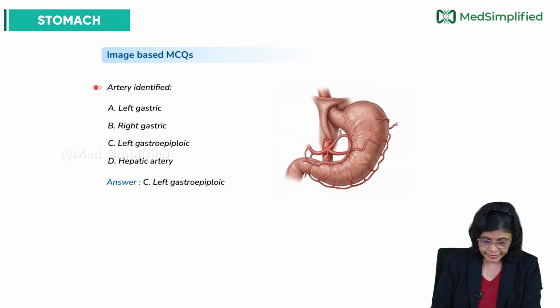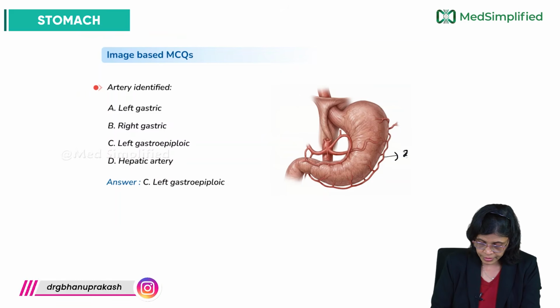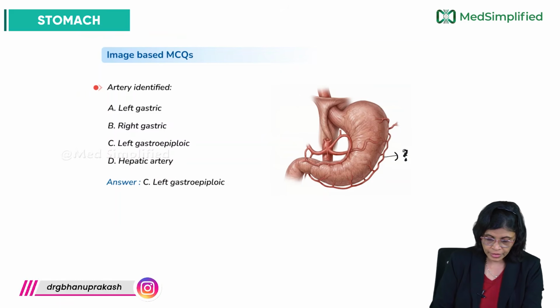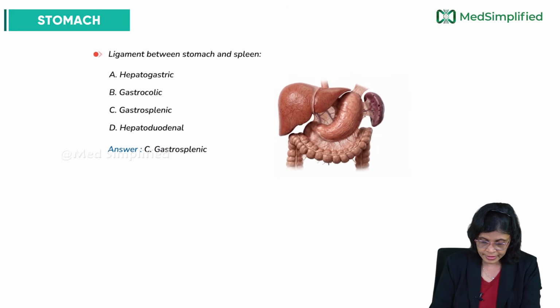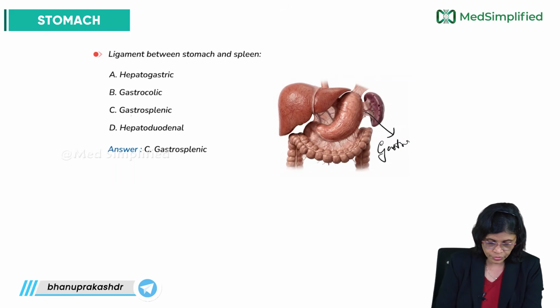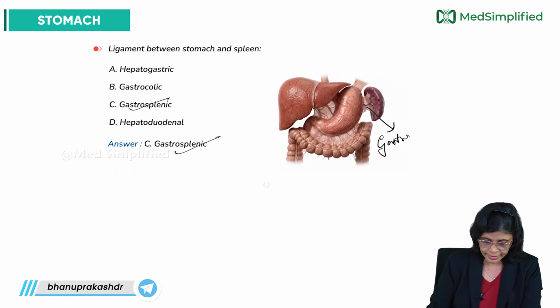Then artery identified, so here the question mark is over here for this question. The artery identified here, along the upper part, is the left gastric artery. Ligament between the stomach and the spleen is the gastrosplenic ligament, right? So gastrosplenic is the right answer.